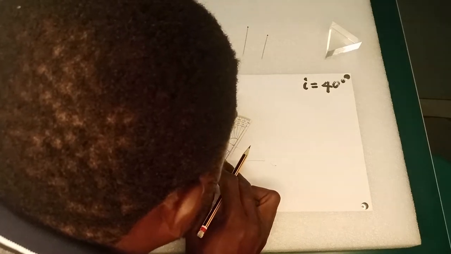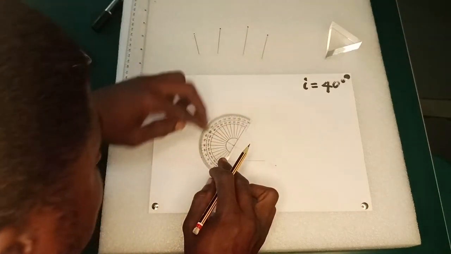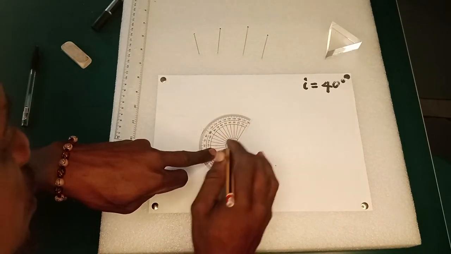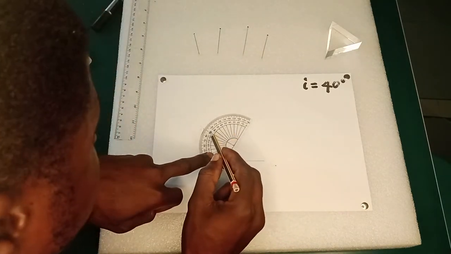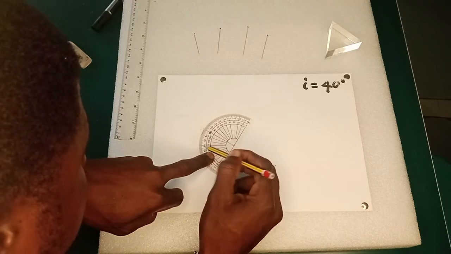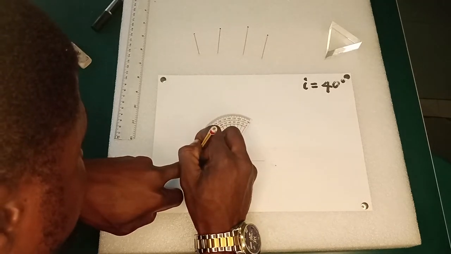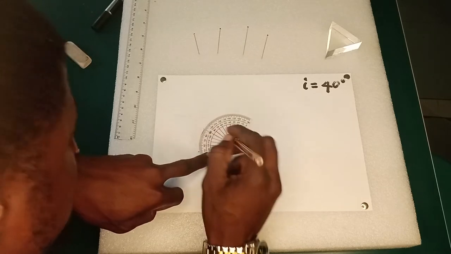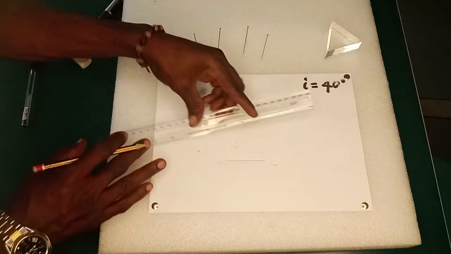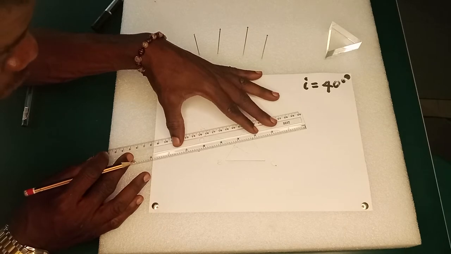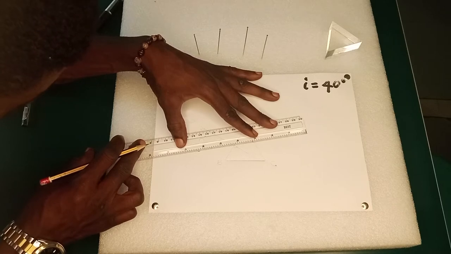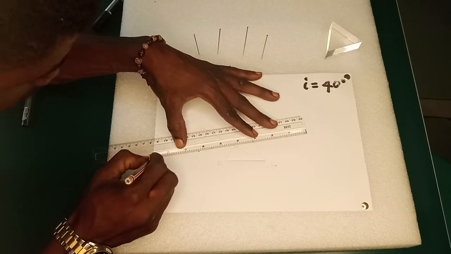Mind you, the angle is taking reference from the normal and not from this surface. So we are counting anti-clockwise. So let's count. This is 10, 20, 30, and 40. This time 40 is at the 50 degree mark. We take that away. And then the next thing is to draw a straight line that will pass through this place. That is supposed to be our incident ray.